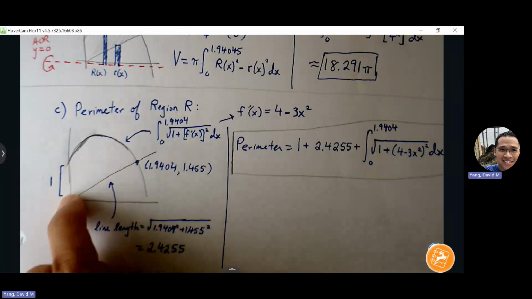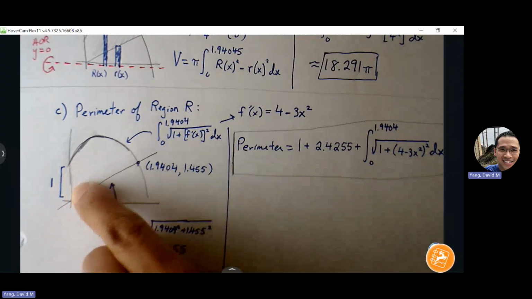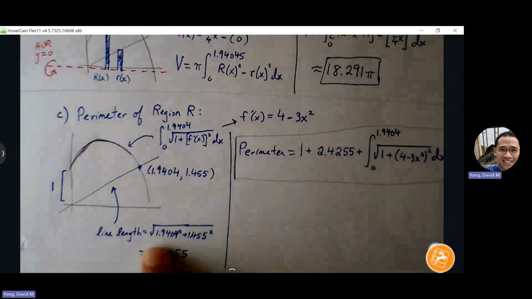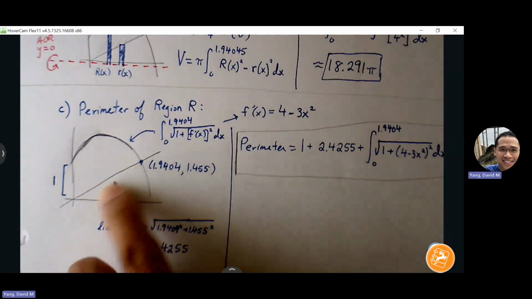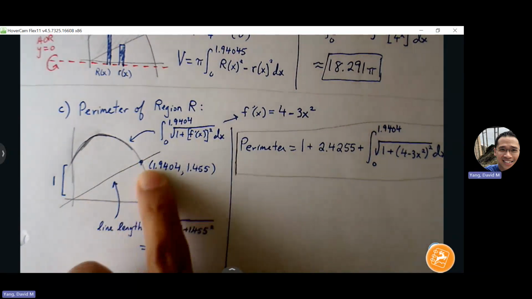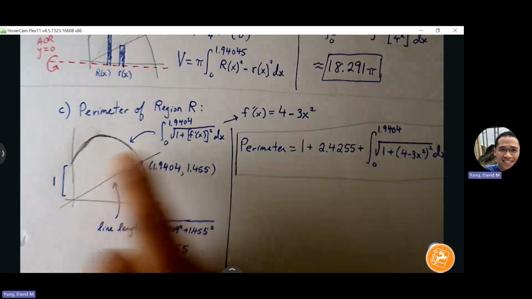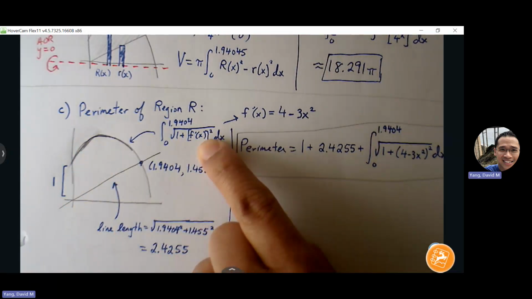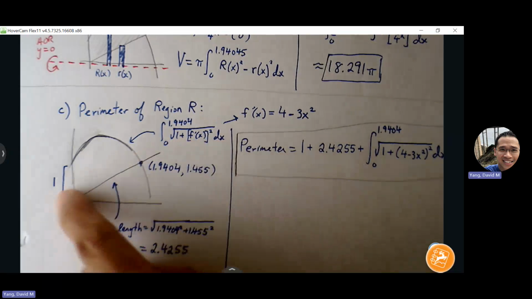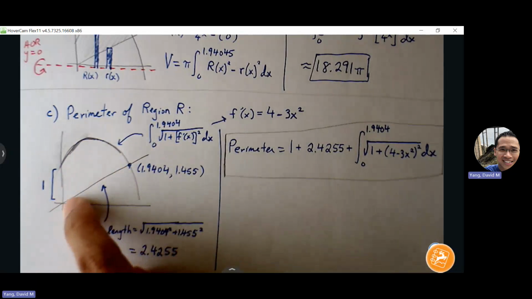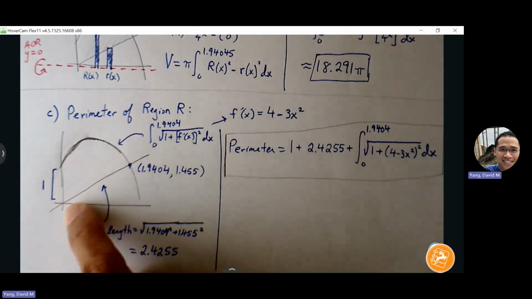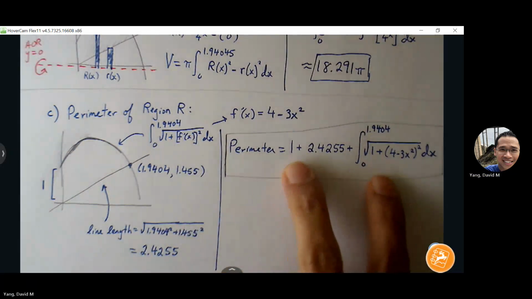We know the portions there are straight lines or diagonal lines. We can kind of just count that. That's just 1. We can find this distance using the distance formula, or think of it as the hypotenuse of a triangle. But for the arc portion here, we go through the square root of 1 plus f prime squared. So to find the perimeter, I'm just adding up all those segments: the vertical line, the curved line, and then the diagonal line.